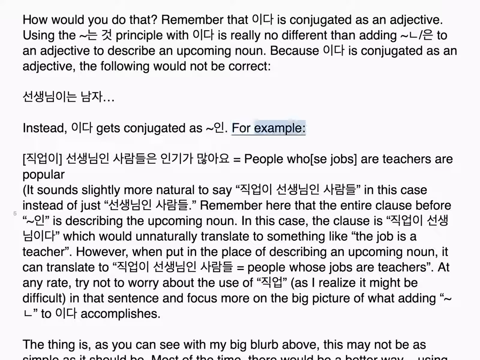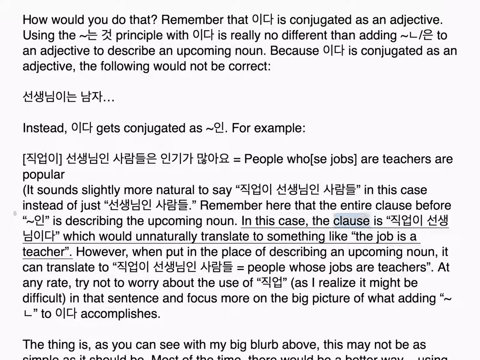For example: 직업이 선생님인 사람들은 인기가 많아요 equals people whose jobs are teachers are popular. It sounds slightly more natural to say 직업이 선생님인 사람들 in this case, instead of just 선생님인 사람들. Remember here that the entire clause before 인 is describing the upcoming noun.